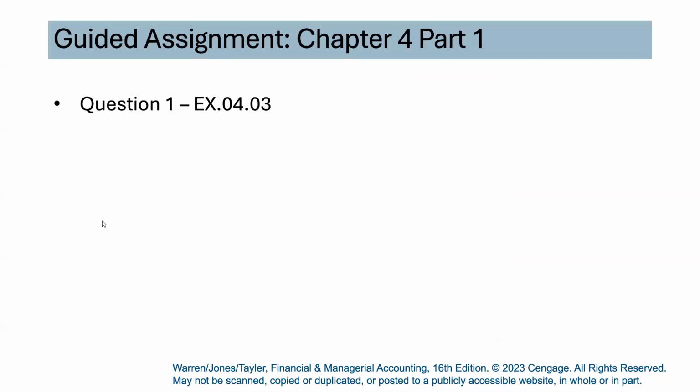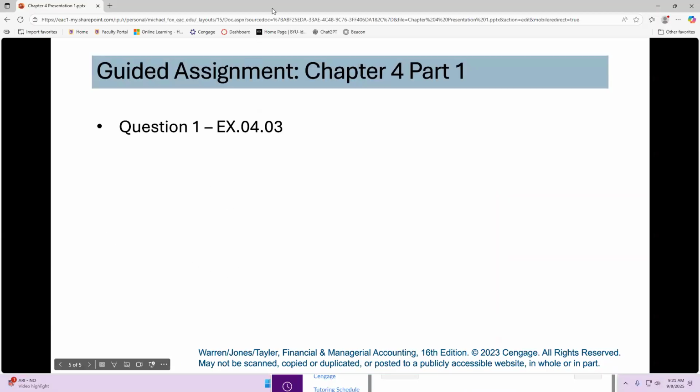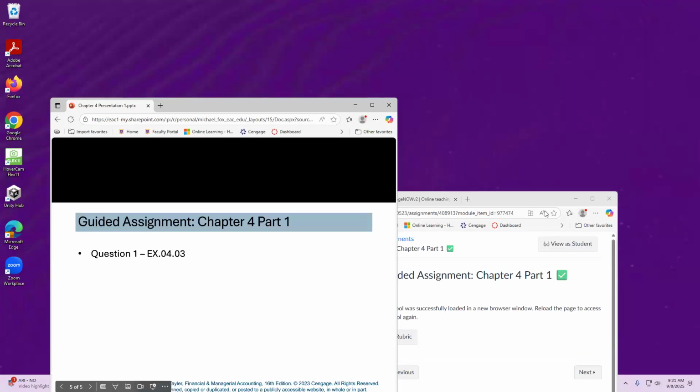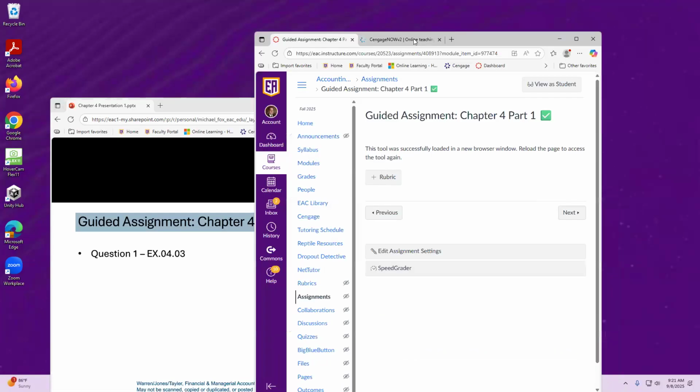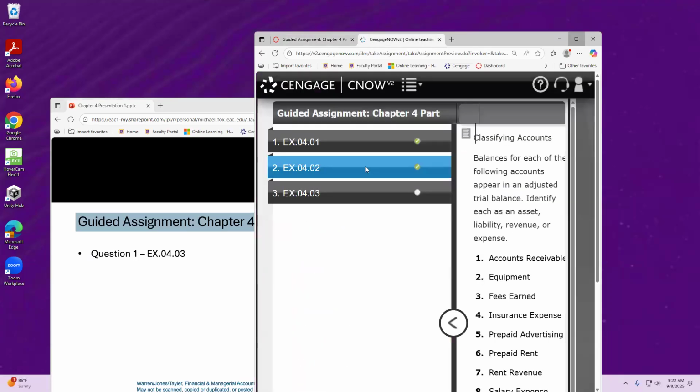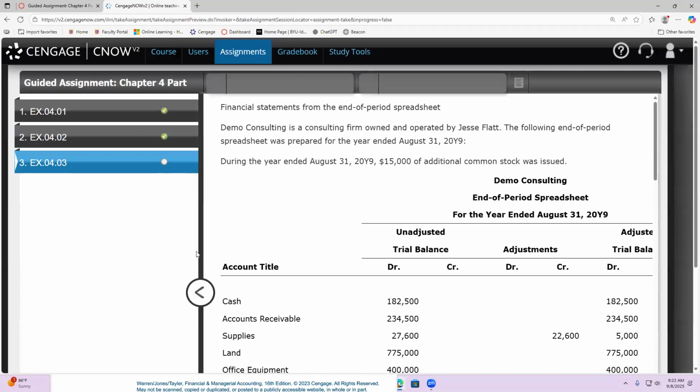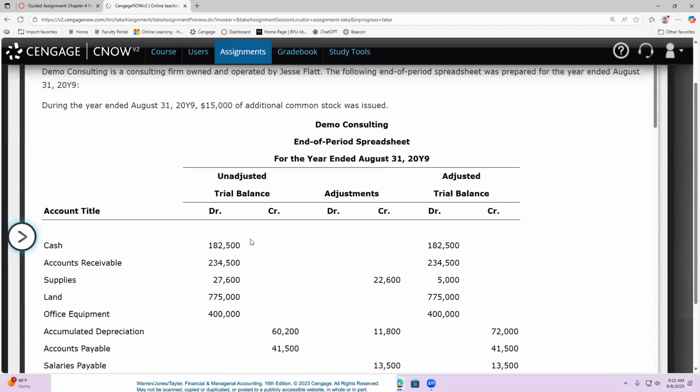So today we have one more question. All right. So Demo Consulting is a consulting firm owned by and operated by Jesse Flatt. Following end of period spreadsheet was prepared for the year ended August 31st. During the year ended August 31st, $15,000 of additional common stock was issued.